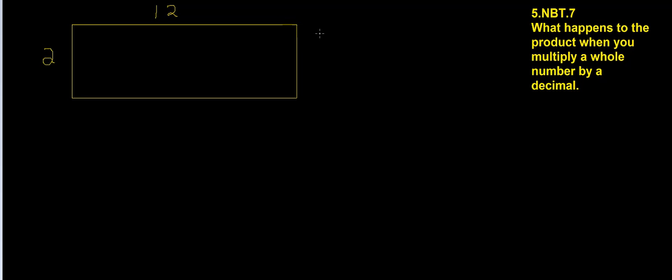Okay, we're going to take a look at what happens to the product when you multiply a number by a decimal. First, going to look at this rectangle here. The width is 2 and the length is 12. So the area of this rectangle, which is width times length, would be 12 times 2, or 24.